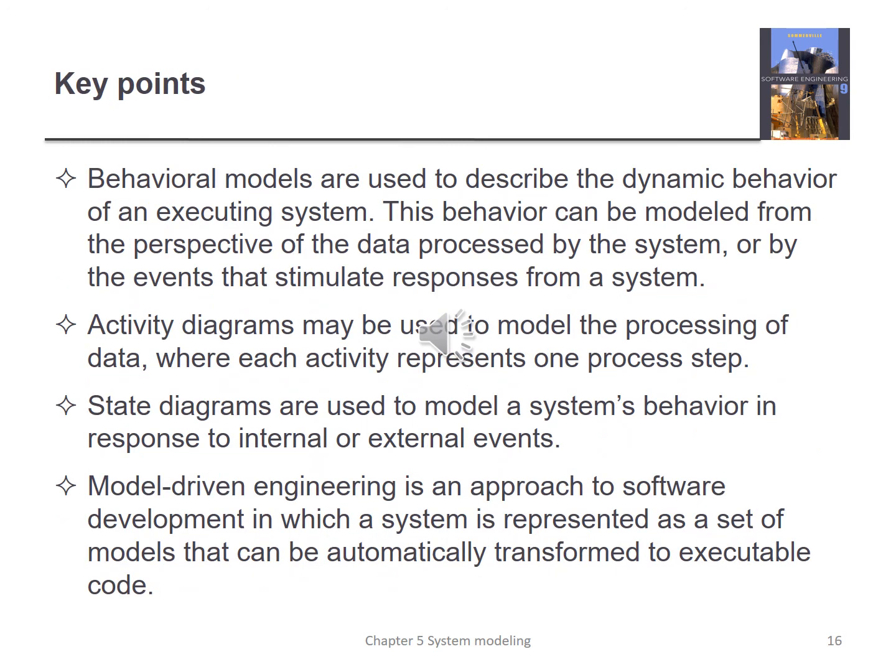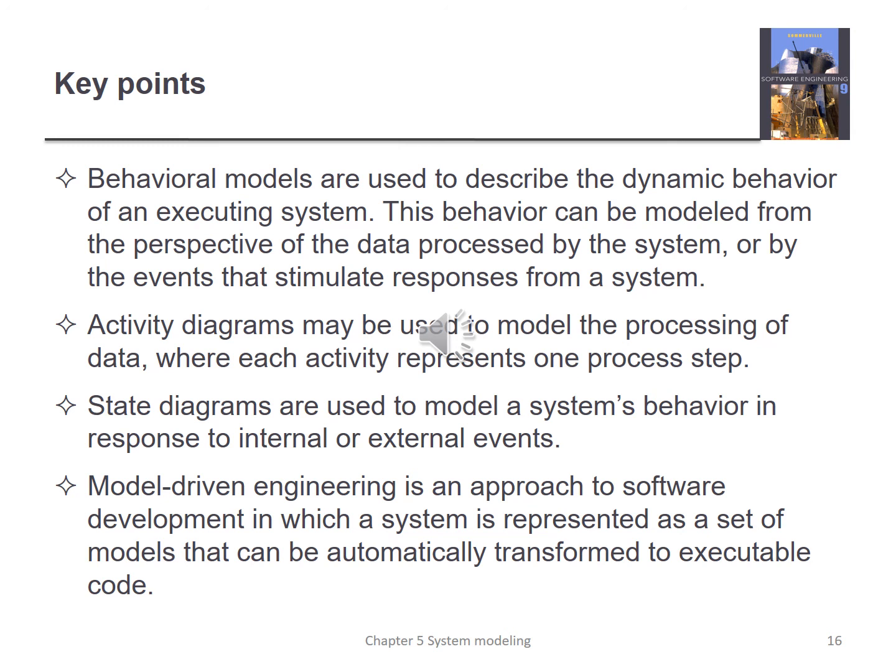Then we covered the behavioral model, which is used to describe the dynamic behavior of an executing system. Behavior can be modeled from the perspective of the data processed by the system or by events, as we said. Activity diagrams may be used to model the processing of data, where each activity represents a process. Then we looked at the state diagram, the state chart diagram, the state transition diagram, which is used to model system behavior in response to internal or external events.